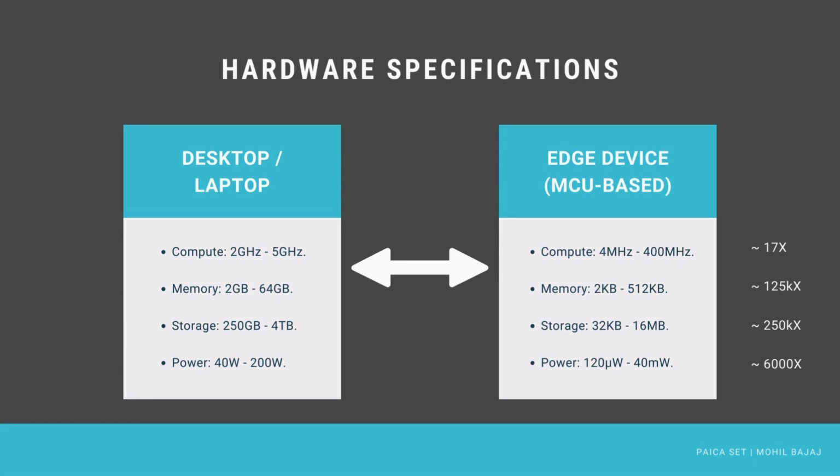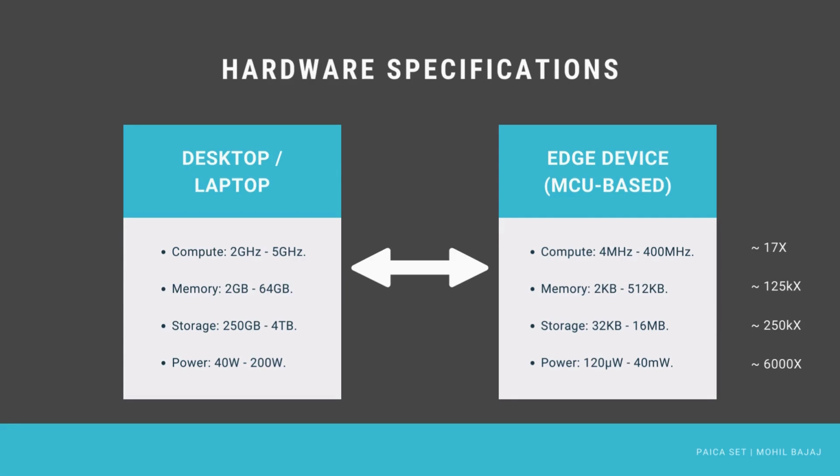Most modern-day computers have a compute speed between 2 and 5 gigahertz, a RAM between 2 and 64 gigabytes, and a hard disk space between 250 gigabytes and 4 terabytes. They will also consume power between 40 and 200 watts. An edge device, on the other hand, has a compute speed between 4 and 400 megahertz, a RAM between 2 and 512 kilobytes, a flash storage between 32 kilobytes and 16 megabytes, and will consume anywhere from 120 microwatts at standby to 40 milliwatts when at full capacity.